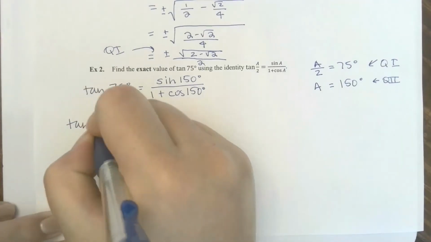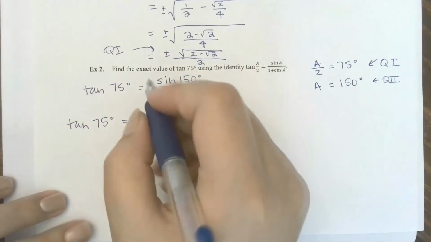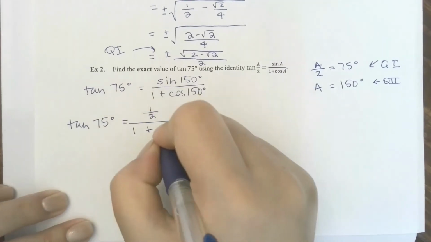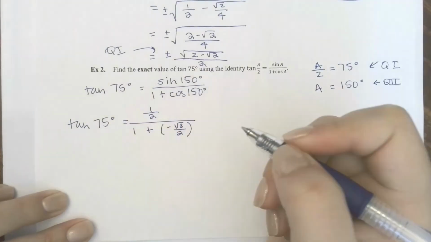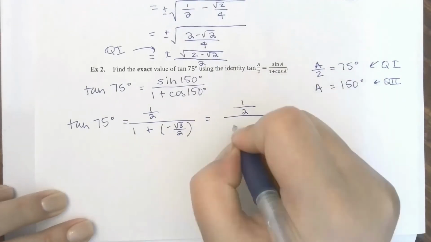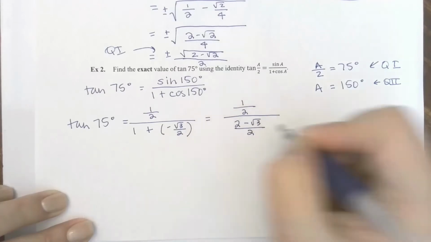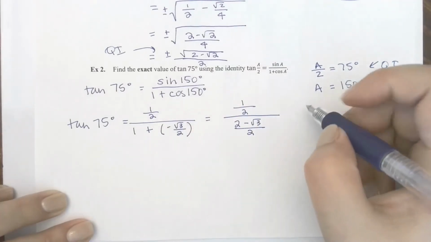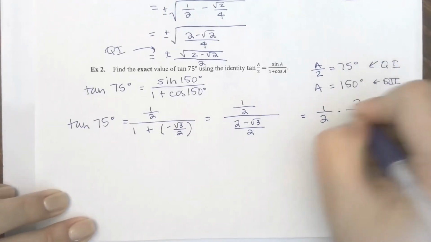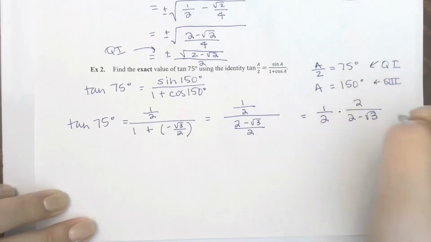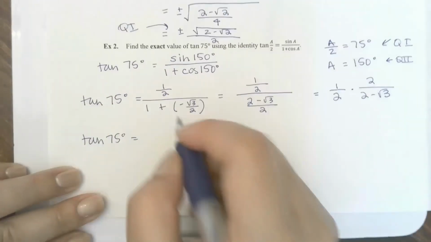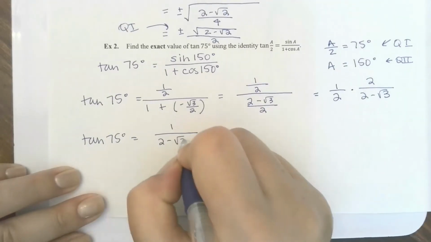Sine of 150 is 1 over 2, and cosine of 150 is negative square root of 3 over 2. So that gives me 1 over 2 divided by 2 minus square root of 3 over 2. I'm going to rewrite this as 1 over 2 times the reciprocal, 2 over 2 minus square root of 3. So then I get 1 over 2 minus square root of 3.